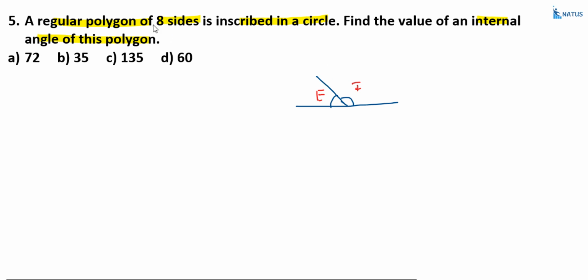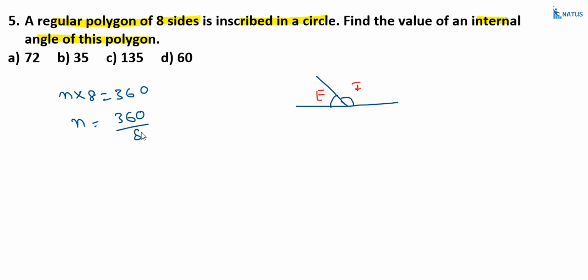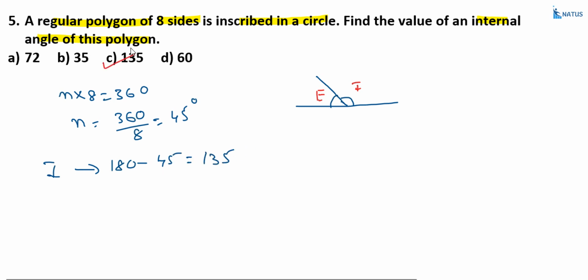So how many sides are there? There are 8 sides. So how many external angles are there? There are 8 external angles, right? So suppose n is the number of sides or external angles. Let us take the external angle as theta degrees, n into theta, that is 8 theta, equal to 360 degrees. So what is the external angle? That is equal to 360 by 8, that is equal to 45 degrees. If the external angle is equal to 45 degrees, what is the internal angle? That is equal to 180 minus 45, that is equal to 135. Option C is the correct answer.